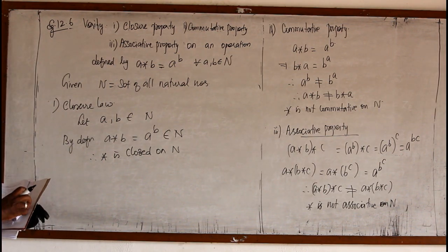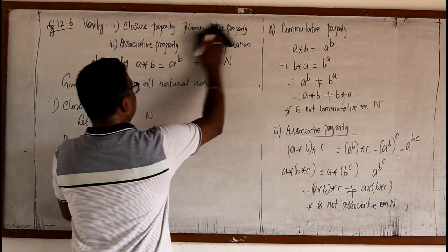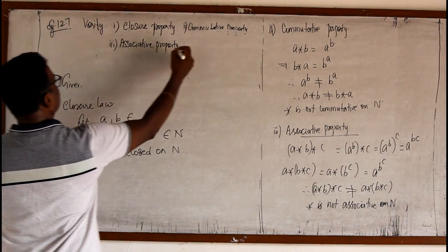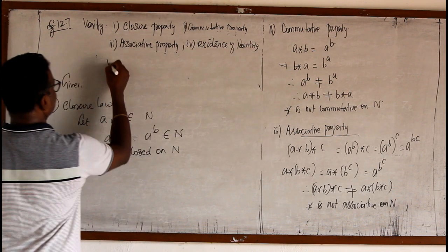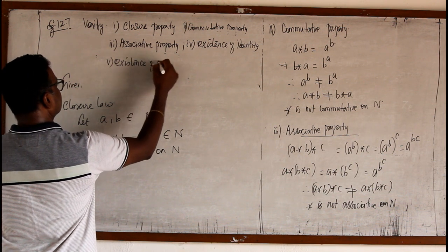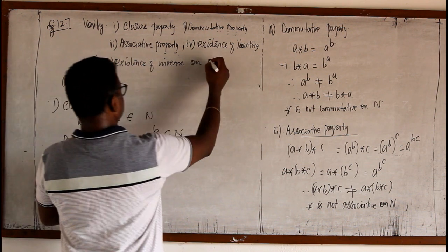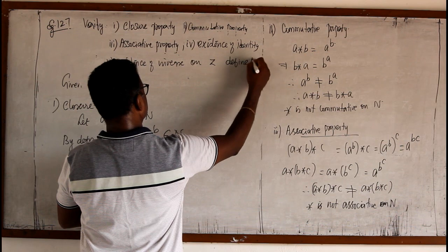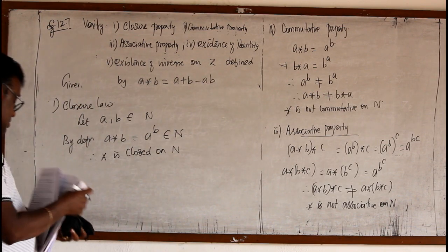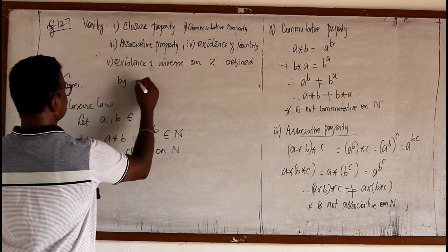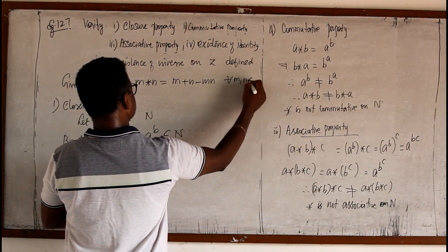Example 12.7. Important problem. Verify closure property, commutative property, associative property, fourth one existence of identity, and fifth one existence of inverse on Z defined by M star N equals M plus N minus MN, for every M, N belonging to Z.